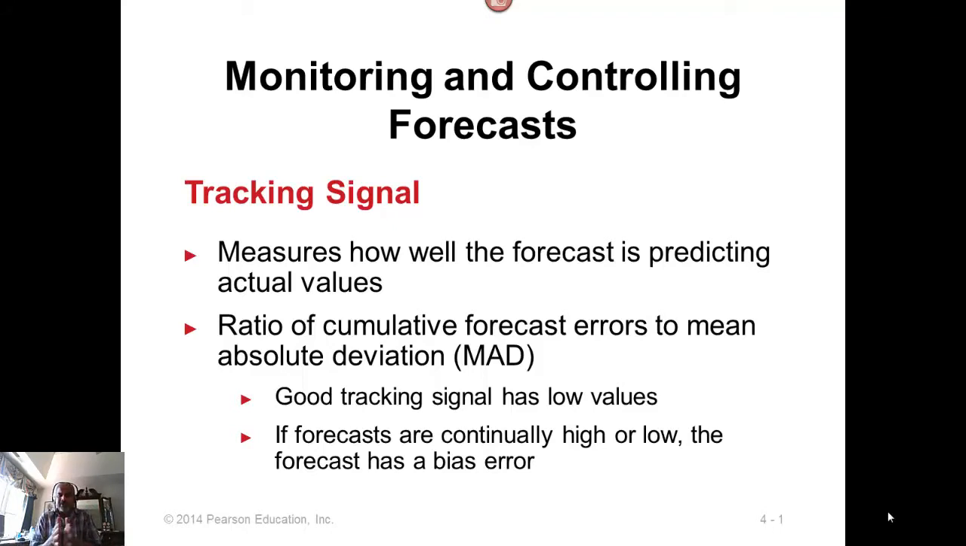So a good tracking signal will be close to 0. If it is continuing to be positive or continuing to be negative, it means there is a bias in forecasting. You're continuing to over forecast or continuing to under forecast. And also if it goes beyond a certain limit, then that would be cause for concern and intervention.